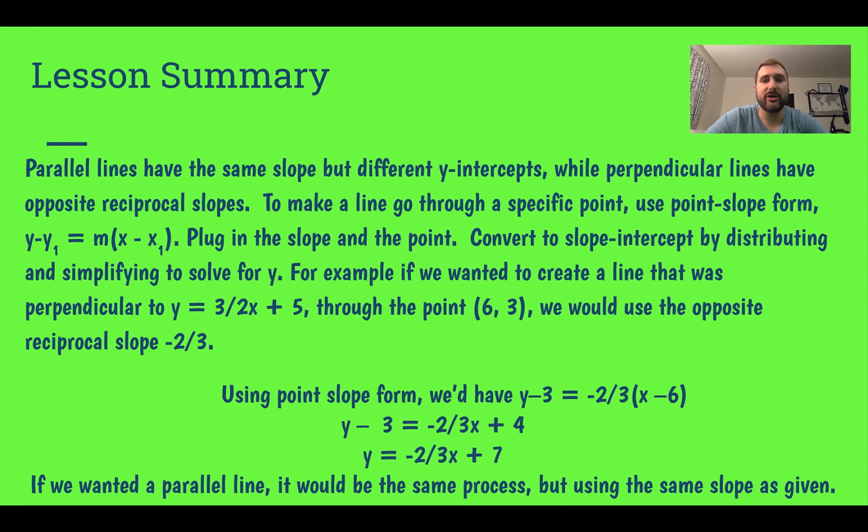So for example, if we wanted to create a line perpendicular to 3/2 x plus 5, but through the point 6, 3, we would use opposite reciprocal slope, so negative 2/3, and then using point slope form, we would plug in our numbers, simplify it out, and our slope intercept form would be y equals negative 2/3 x plus 7. Had we wanted a parallel line, we would use the same process, but the only difference would be our slope would be the same as it was originally instead of the opposite reciprocal. So pay close attention to what type of line you need to make.